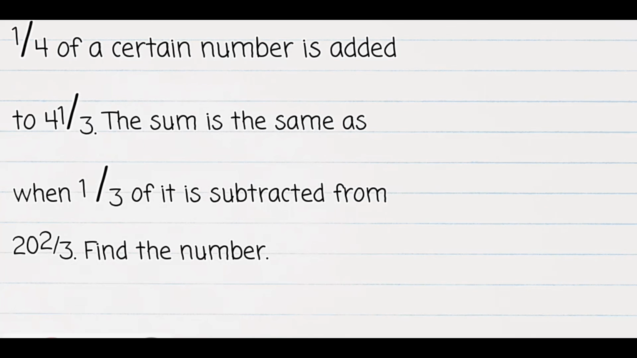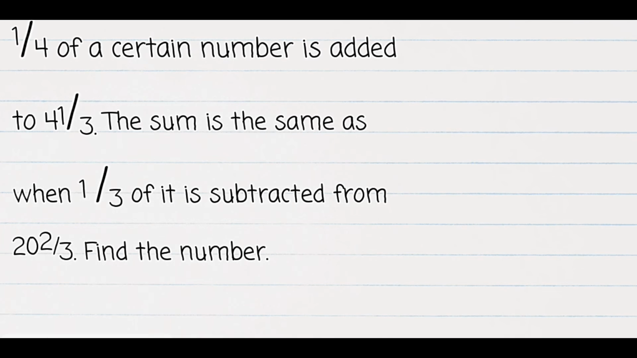1 over 4 of a certain number is added to 4 whole number 1 over 3. The sum is the same as when 1/3 of it is subtracted from 20 whole number 2 over 3. Find the number. Feel free to pause the video and work out this example by yourself. This example, like the previous examples, you are going to pick a letter to represent the certain number. In this example, let the letter be x. Let the number be x.